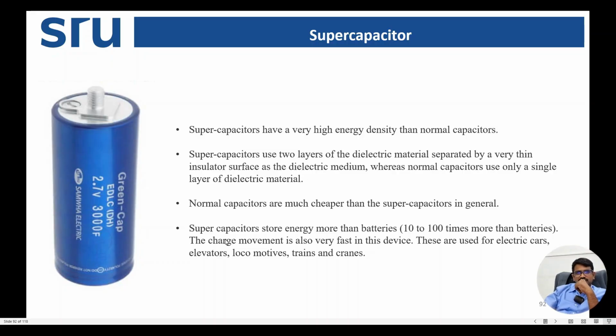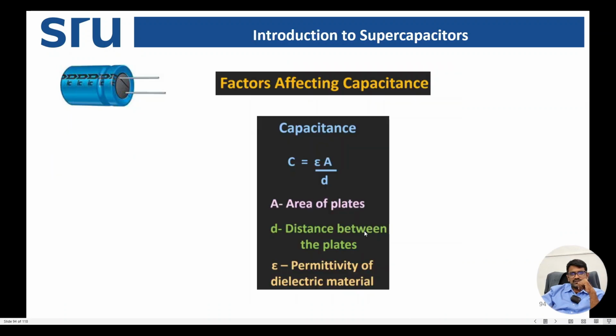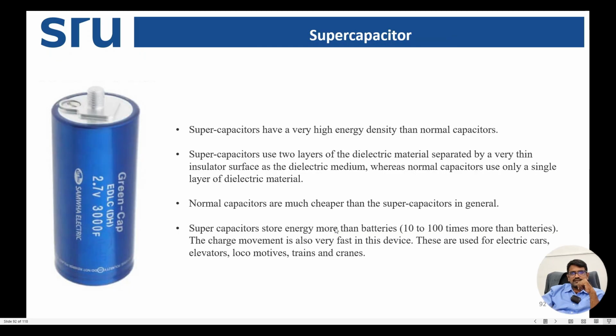So capacitors are much cheaper, but they have their own disadvantages. The supercapacitors store more energy than capacitors. The charge movement is also very fast in this device. These are used for electric cars, elevators, locomotives, trains, and planes. Actually, this is wrong, so I'll correct it.